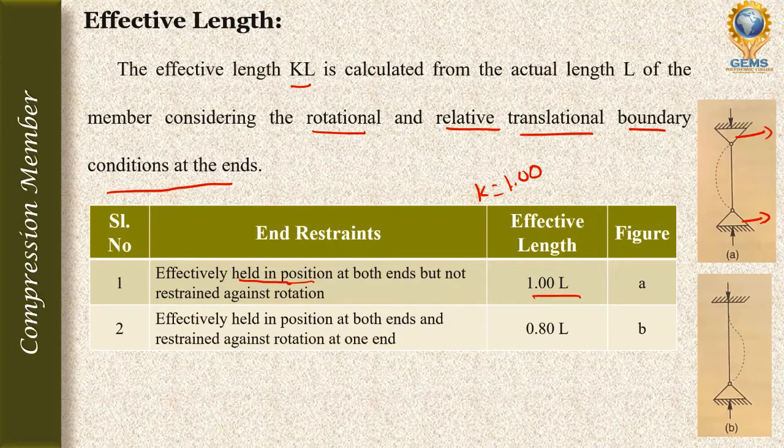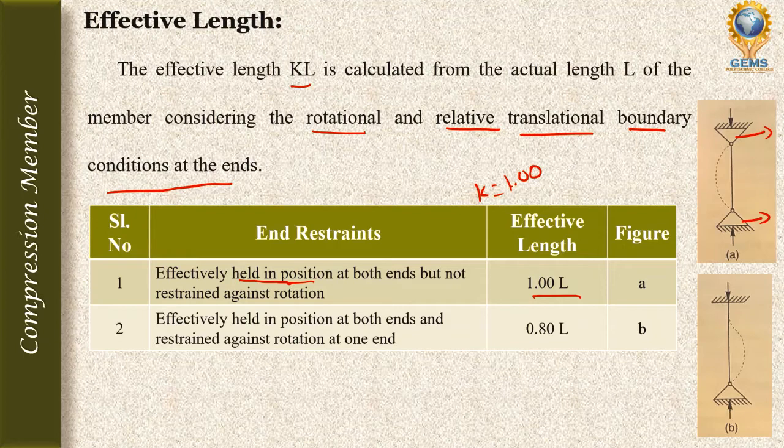So in this condition, at both ends, the column will be held in position but not in rotation. So K is equal to 1 and your effective length is 1 into L.